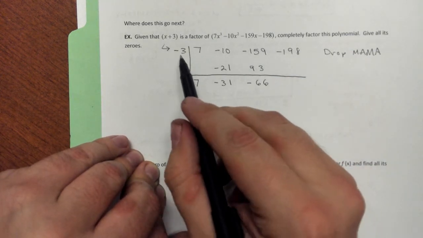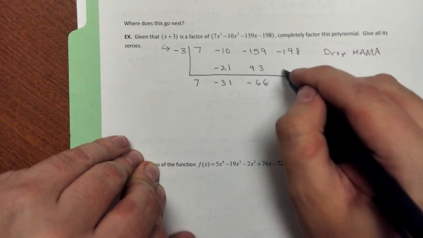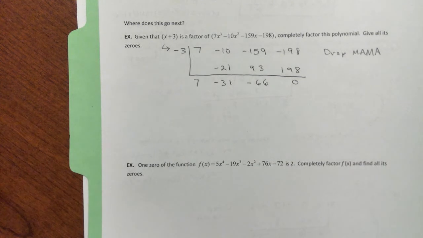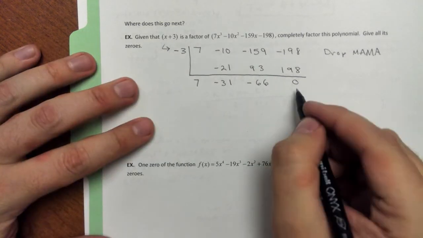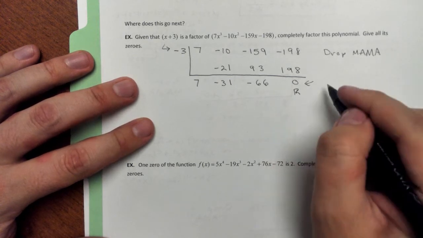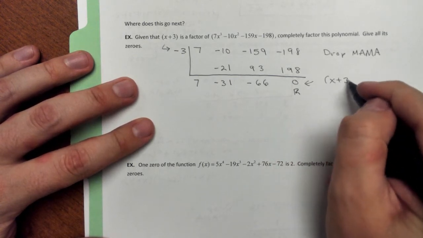Once again, I multiply. Negative 3 times negative 66 is 198. Okay? So I got no remainder. Again, no remainder means x plus 3 is a factor, which is what I said.